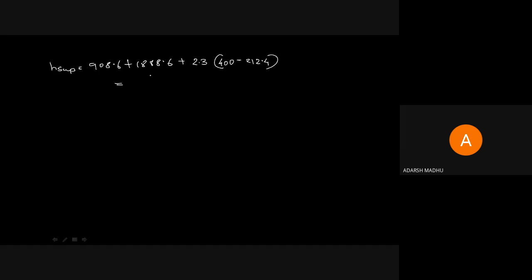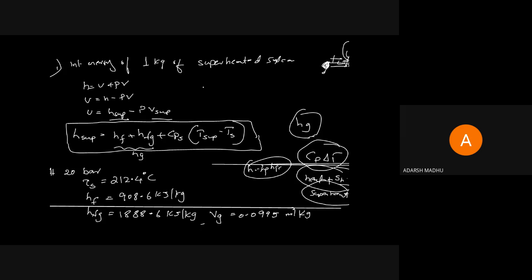It is simple to do. Just take the pressure value, go to the table and write all the values you need. Write the equation and just substitute the values. Very simple problem. The answer is 3228.68 kilojoule per kilogram. That is the H superheated value, right? Then you want to find the V superheat.